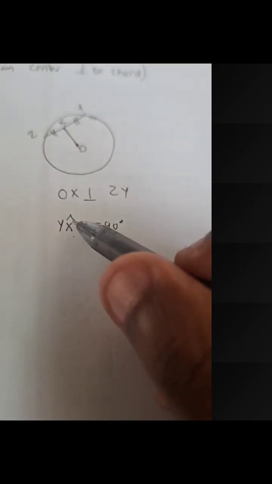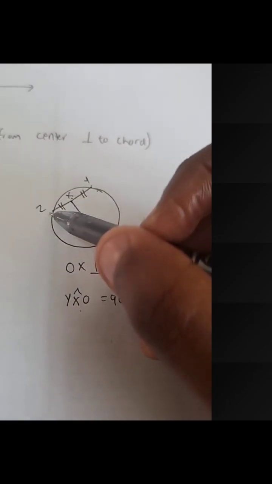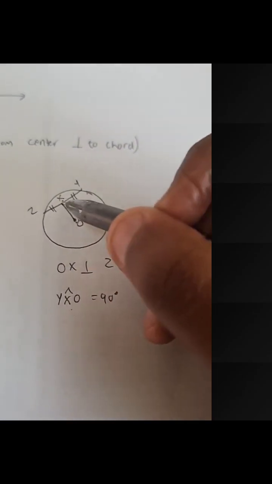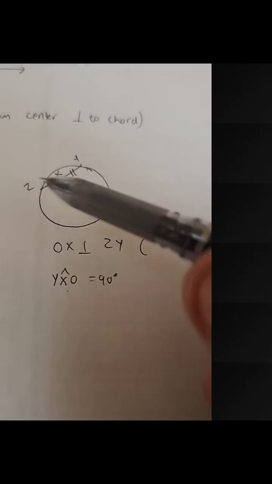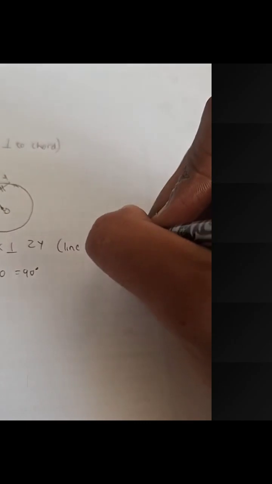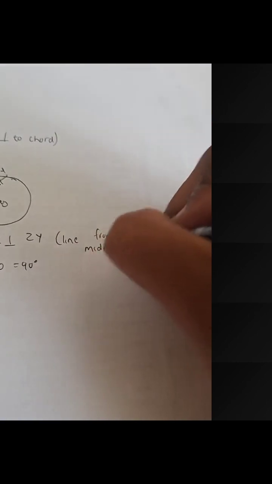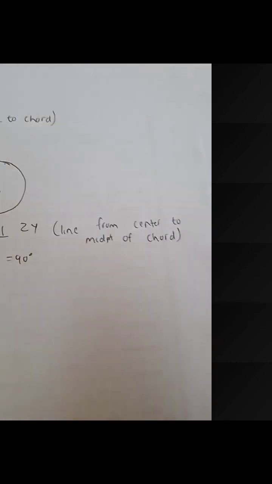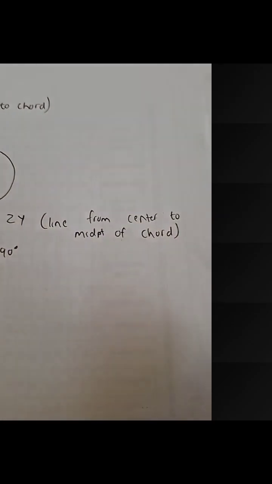Or OXY, the middle letter denoting the angle that we are referring to. Or we can say OXZ is 90 degrees, or ZXO is 90 degrees. Okay, the reason, of course, will be what? The reason, guys, like I said, is in the diagram. Line from center to midpoint of chord. And this is the acceptable reason that they write in that guideline that I was speaking about.